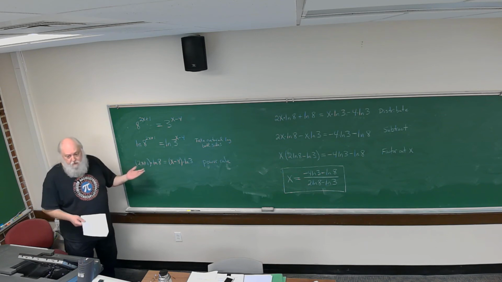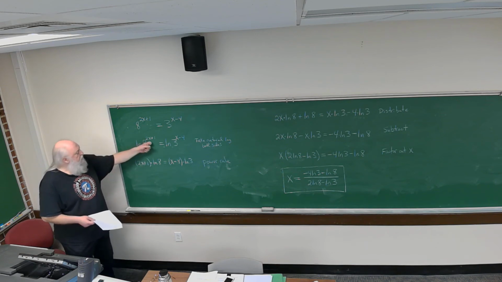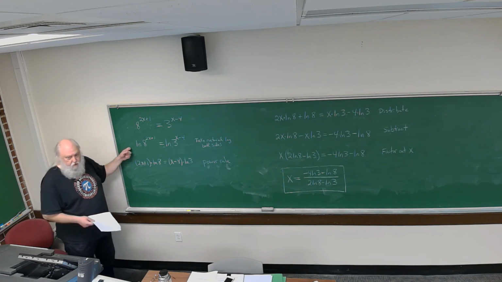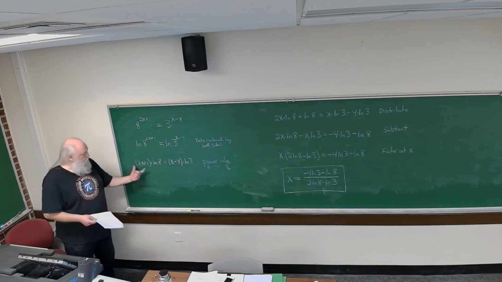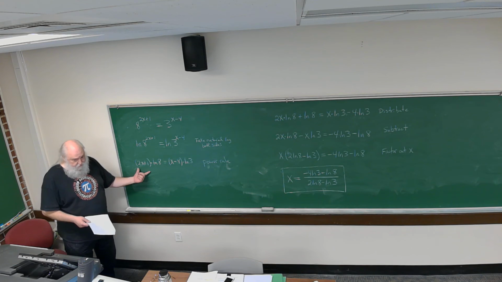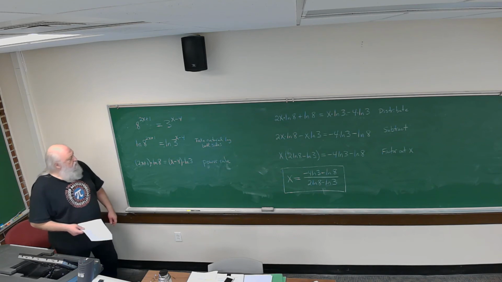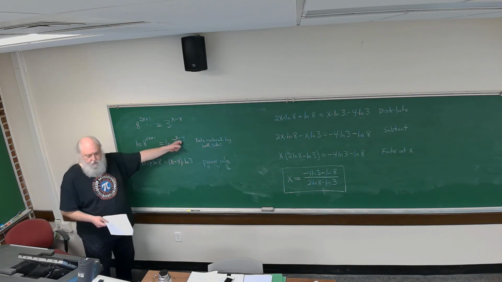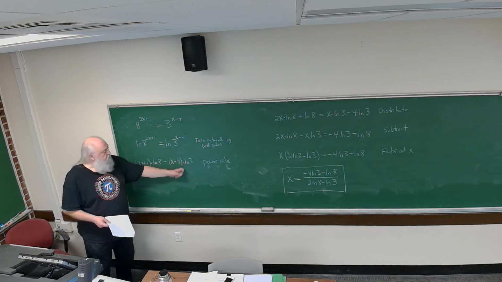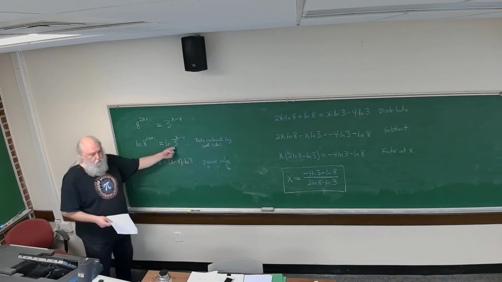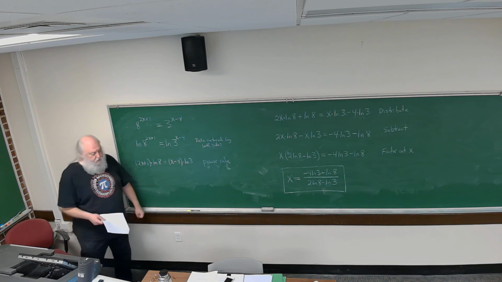Now I can apply the power rule. This exponent, 2x plus 1 on the number 8, can be brought down in front of the natural log. And I have 2x plus 1 times the natural log of 8. Now remember, you have to put the 2x plus 1 in parentheses. If you don't do that, you won't do the multiplication correctly. And over here on the right, I bring this exponent x minus 4 down in front of the natural log. And I have x minus 4 in parentheses times the natural log of 3. So I apply the power rule to both sides of this equality.